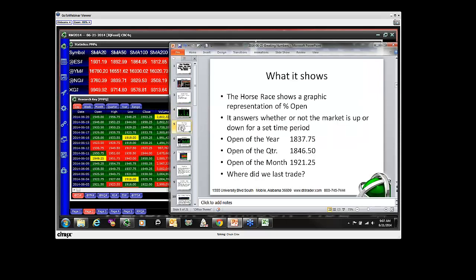Now, I'm going to continue on. What it's showing is a graphic representation of percent change, percent from open, and it answers whether or not the market is up or down. Open of the year, 1837.75. We're above that. Open of the quarter, actually I have to correct this here. That was the March open, 1864, the open of the quarter. Open of the month, 1921.25. And then where did we last trade? Last traded, settlement on Friday was 1953.25. So up, up, up in all cases.